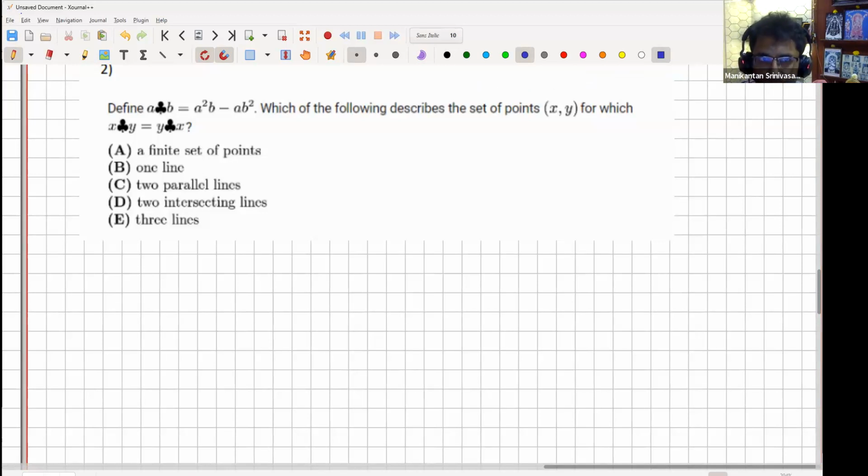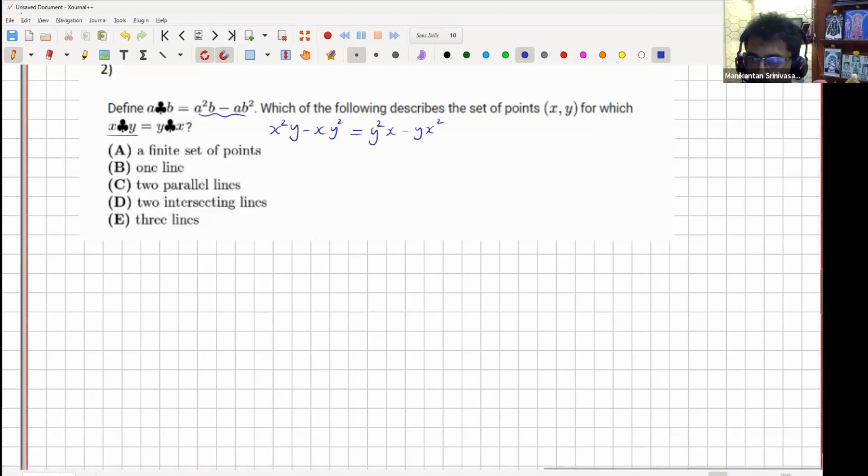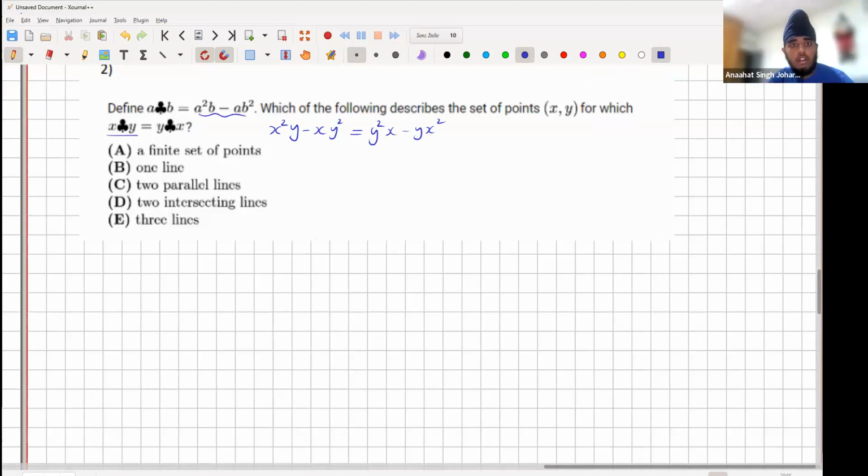Right. So basically he's asking, so this will be what? The left-hand side will be x square y minus xy square, correct? Based on the formula he's given. Yeah, Ananya, you're saying? I got one line. Okay, one line. So basically x square y minus xy square. I also got one line. You also got one line. Okay, good.